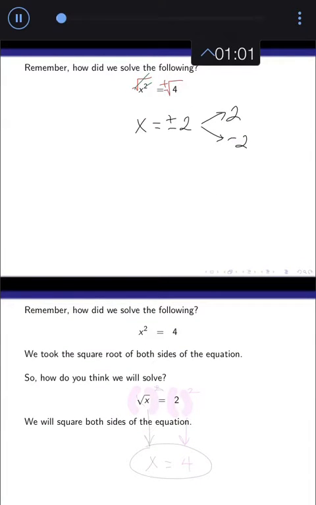So now the question becomes, how do we think we're going to solve the reverse? Instead of x squared equals 4, now we've got square root of x equals 2. Well, if square rooting got rid of squaring, then squaring should get rid of square rooting. So in order to solve this equation, what we're going to do is square both sides of the equation. Be careful that we square both sides. To make sure that we're squaring the entire side, we're going to put parentheses around both sides before we actually square it.